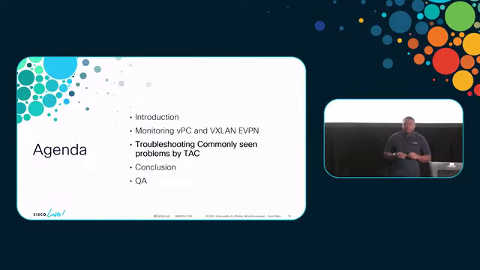So there will be situations where the consistency checker and the ICAM data are not going to be enough to triage an issue. So what I'd like to share is some of the most common problems that we see in TAC and how we go about fixing them.